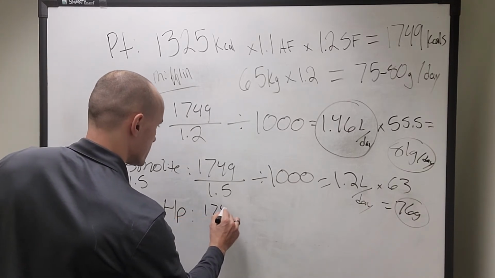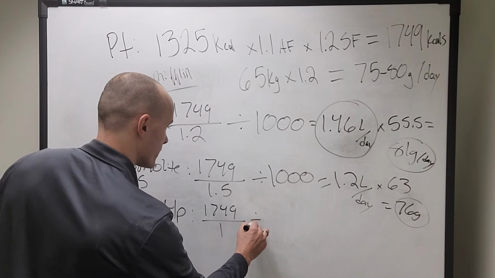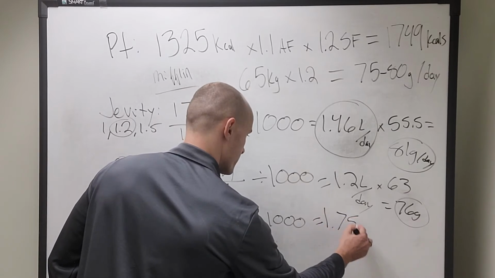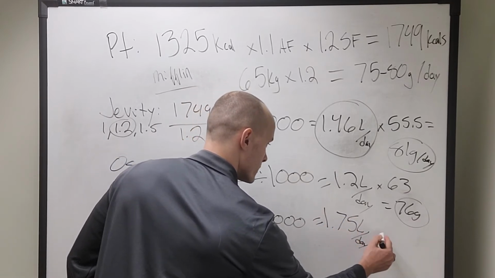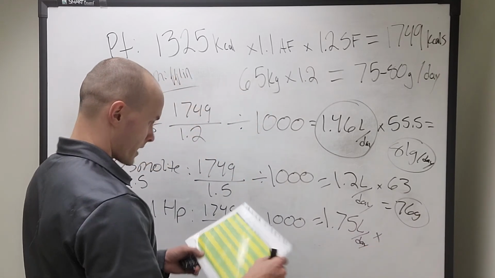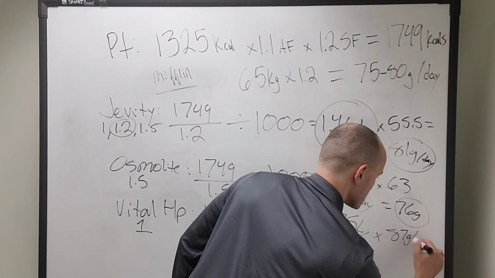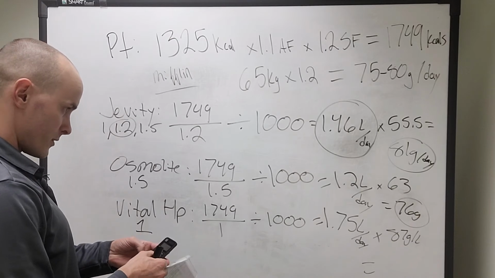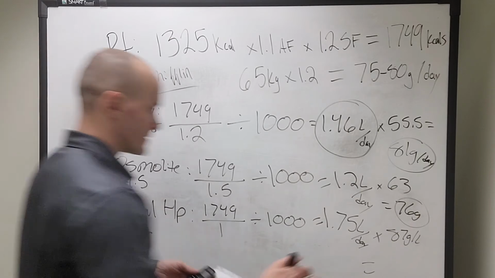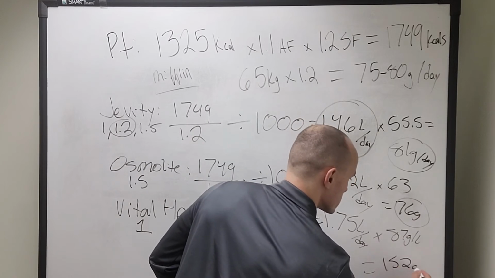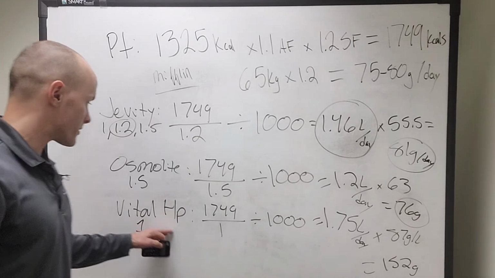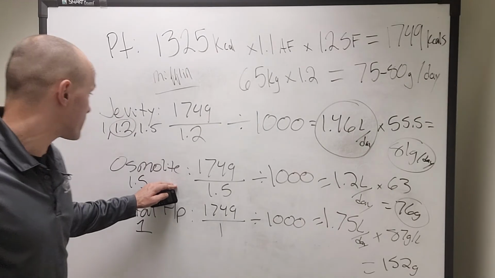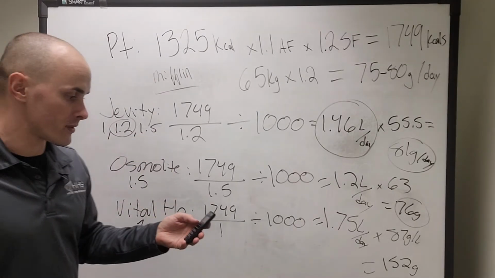So we take our 1749 divided by 1 divided by 1,000 gives you 1.75 liters per day times 87 grams per liter. So this formula will give her 152 grams of protein per day. So this is clearly too high. This is okay, but it doesn't have fiber, and why not give her fiber? So Gevity is going to be the formula that we use.